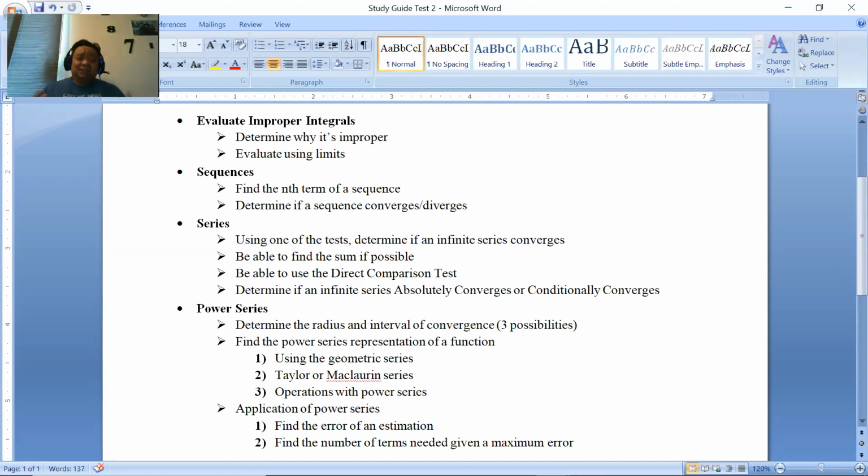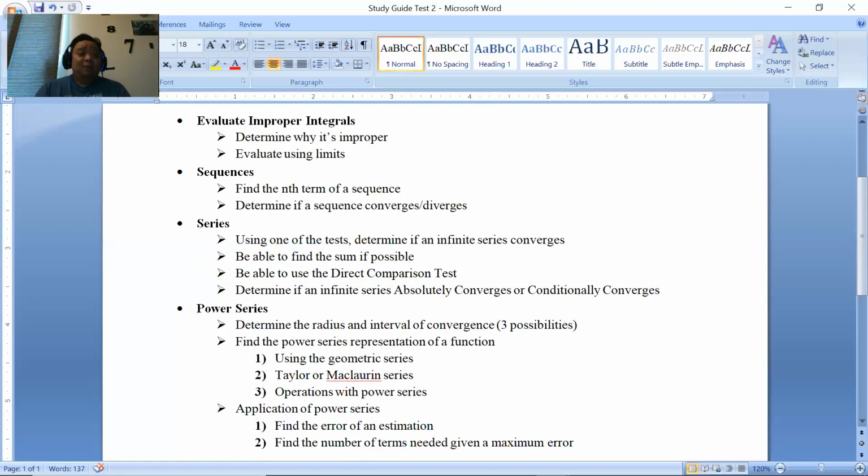So again, just to reiterate, it's going to be improper, right? So it's going to be improper. You're gonna have to figure out what makes it improper, and then use the limit method to evaluate the improper integral. So make sure you do that on your test.